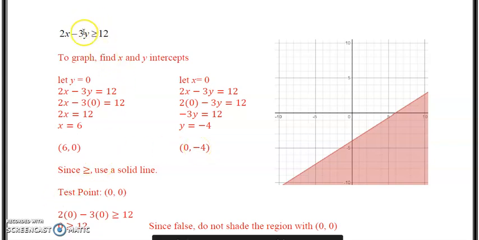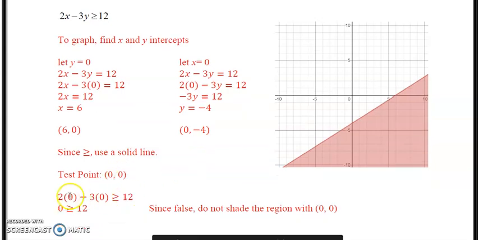And again, since this graph has greater than or equal to 12, then we know that it's going to be a solid line. So that's why you don't see anything broken in your graph here. Okay? So I just graph 6 and 0, which is right here. And I graph 0 and -4, which is right here. And like I said, since it's greater than or equal to, we use a solid line.